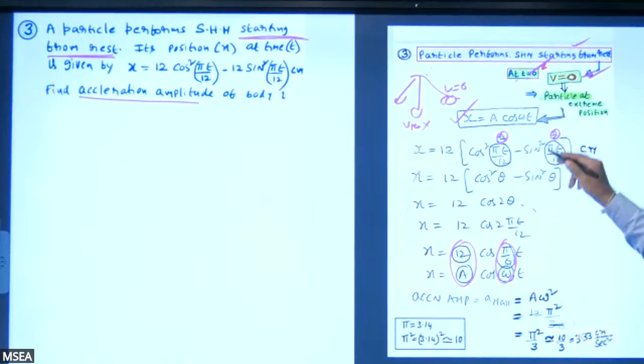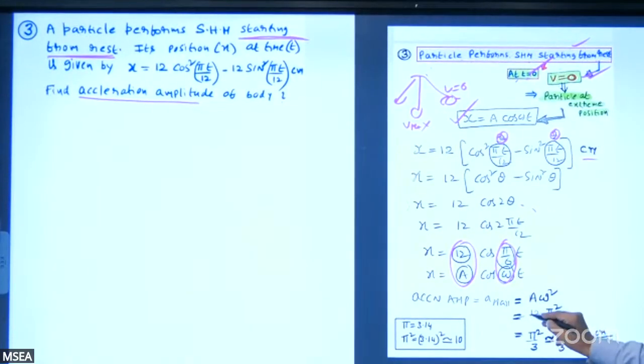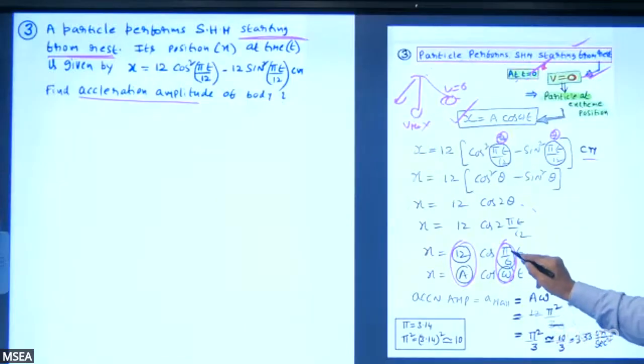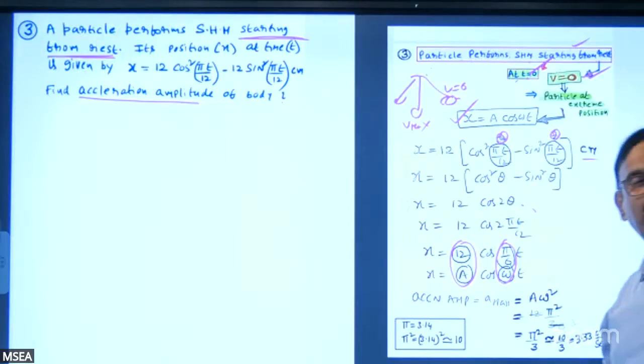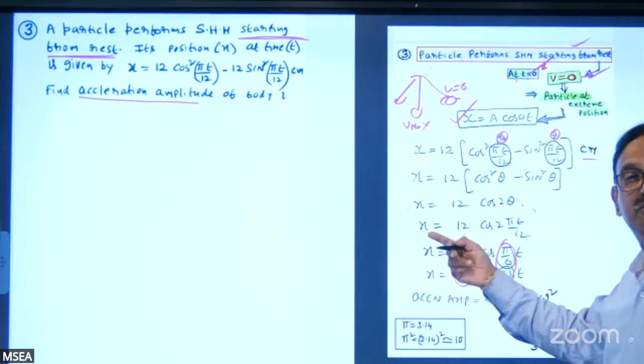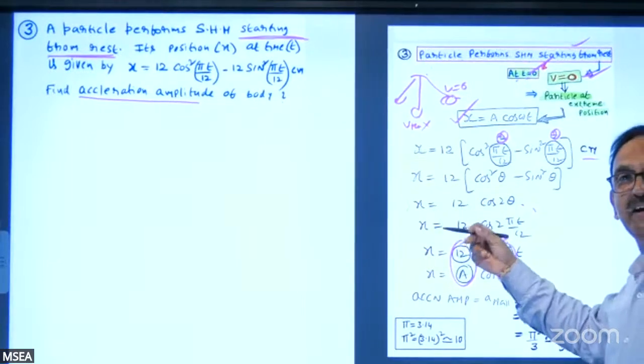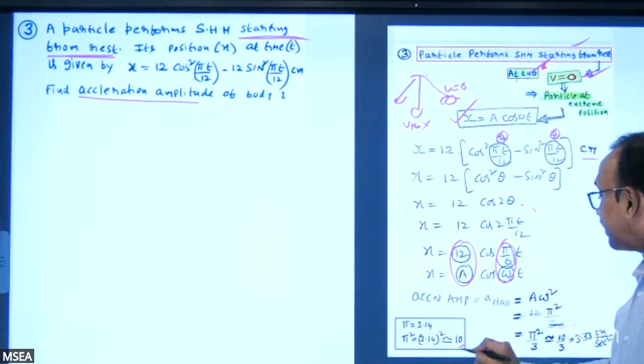So what is the amplitude? Already we know 12. Amplitude is 12. Omega square: omega is pi by 6, so omega square means pi square by 36. Pi square by 36. So 12 and 36 will get cancelled, 3 times 12 is 36. You must be knowing the value of pi square. Pi is 3.14. Pi square means 3.14 whole square. That comes to be 9.9, close to 10, so almost we can call it as 10.